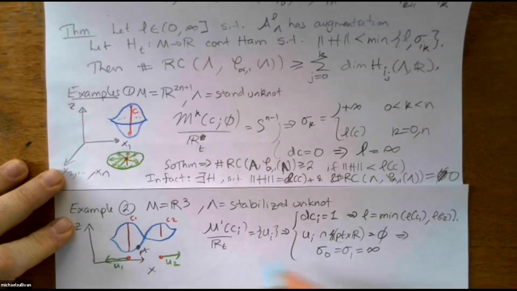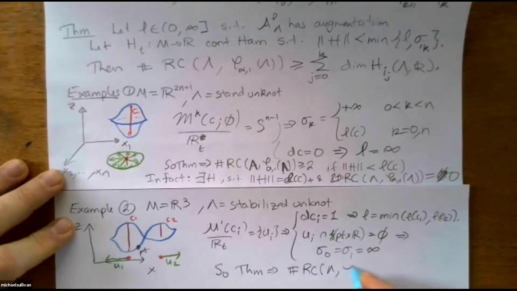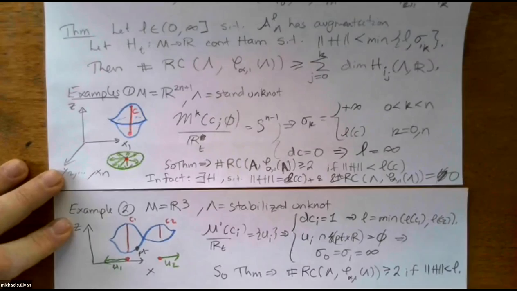Okay, so then the theorem implies that the number of Reeb chords between a Legendrian and its image is at least 2 if the Hamiltonian norm is less than L. Okay. All right, let me do one more example.